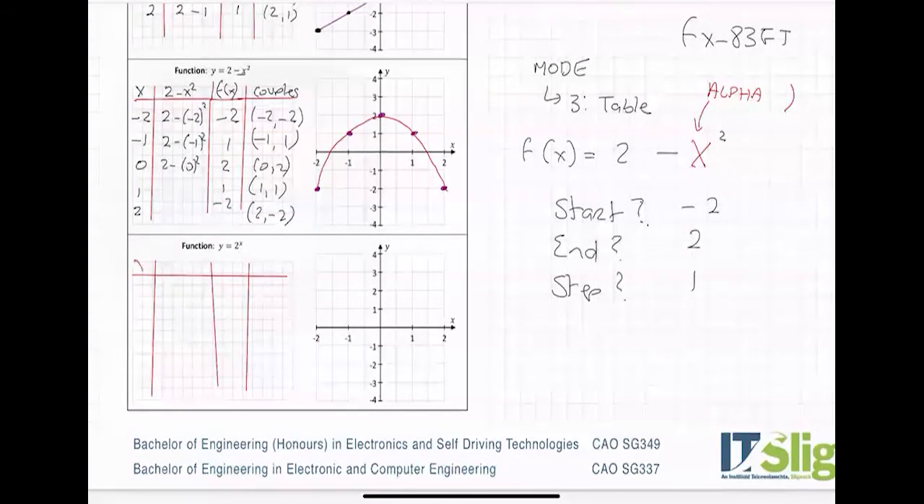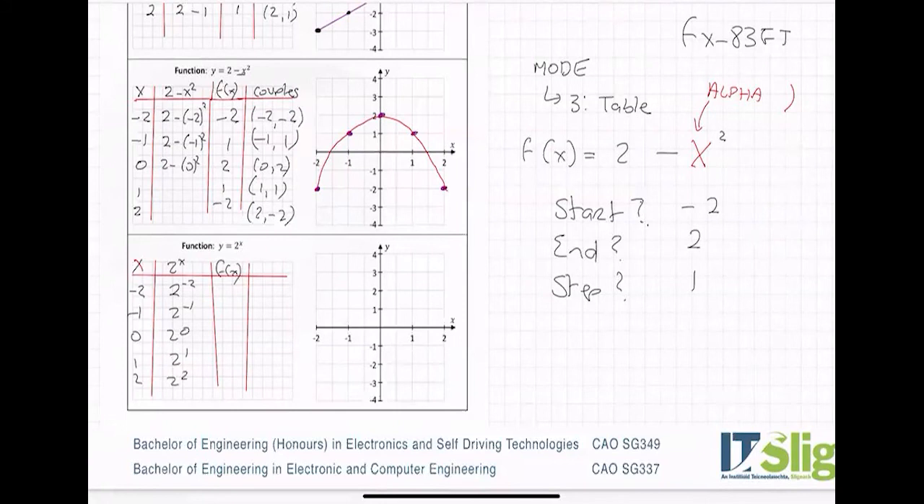So my x values, -2, -1, 0, 1, 2. My function in this case is 2 to the power of x: 2 to the power of -2, 2 to the power of -1, 2 to the power of 0, 2 to the power of 1, 2 to the power of 2. My f of x values.